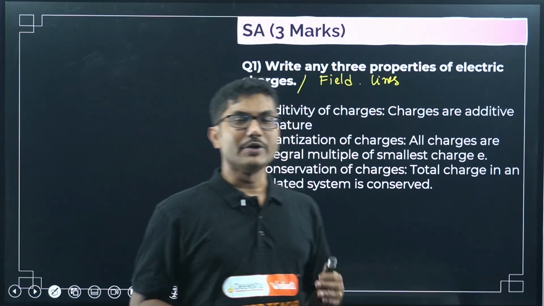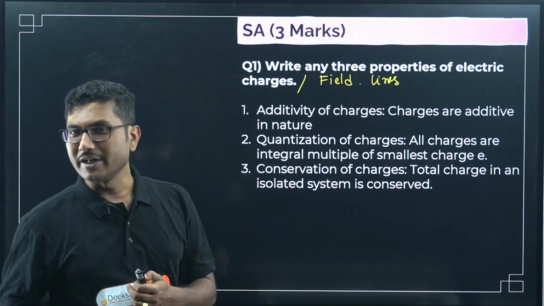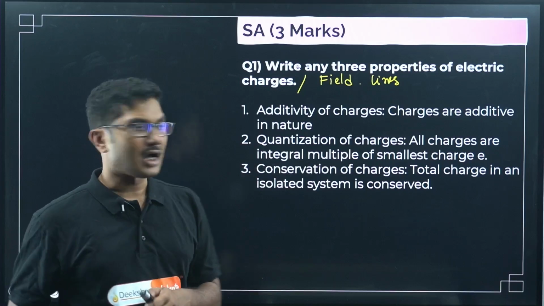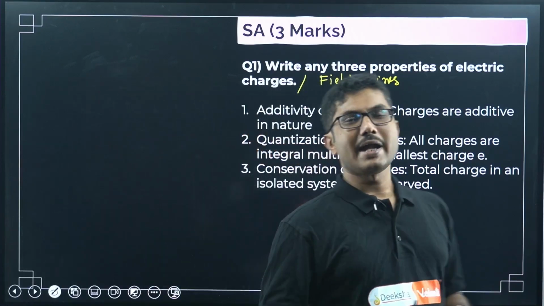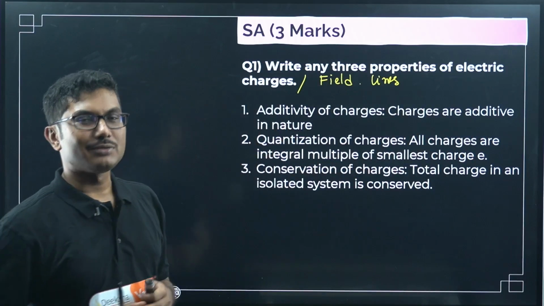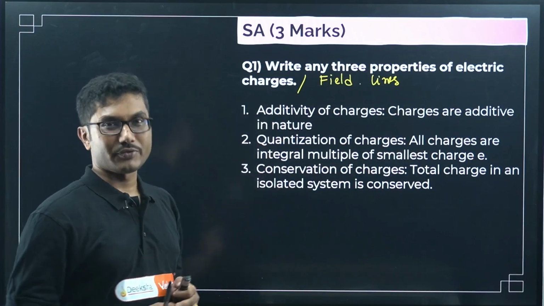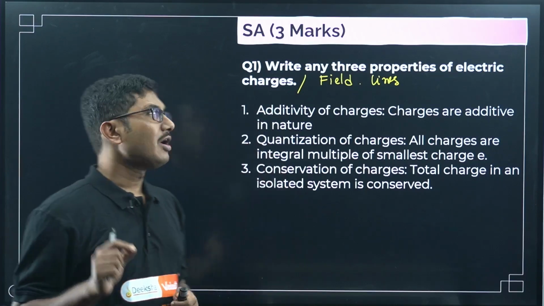So if they ask you 3 properties of charges, don't just mention additivity of charge, quantization of charge, then conservation of charge. This does not make any sense. The teachers might deduct some marks if you don't explain it in at least 1 sentence, because it's a 3 marks question, a very easily scoring part. So write 1 sentence at least for these questions.